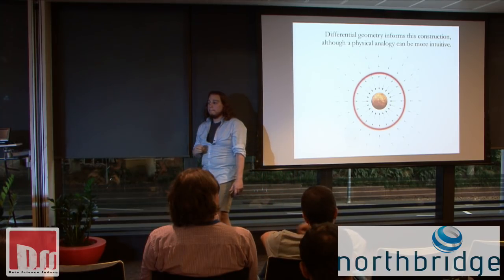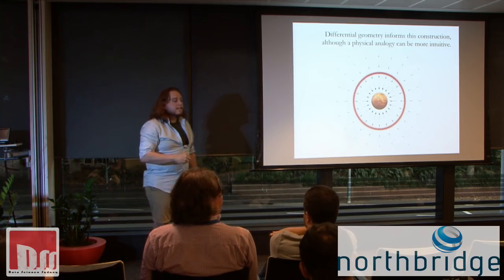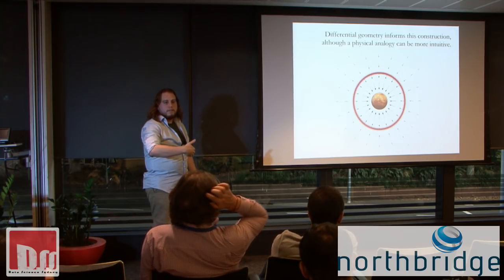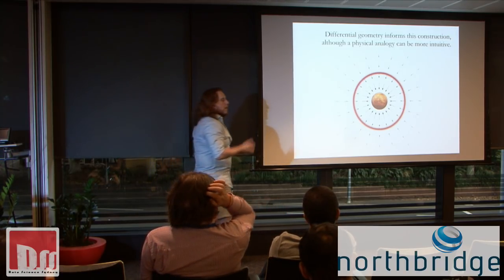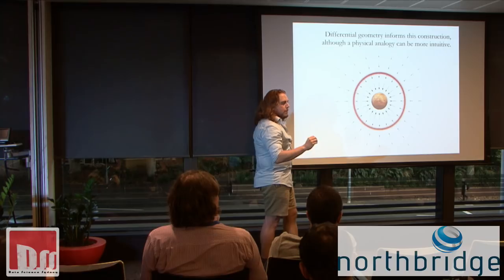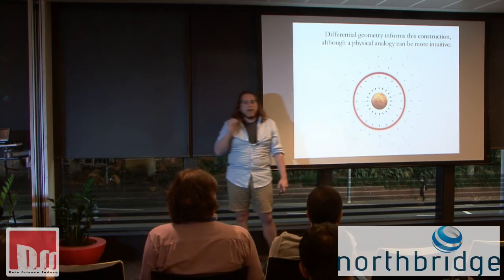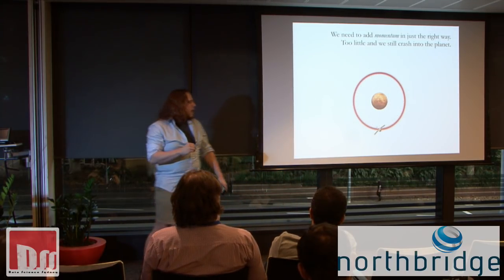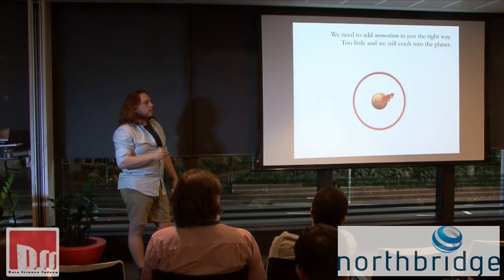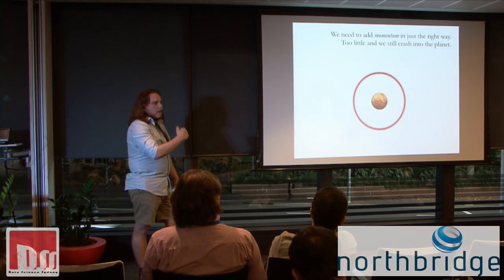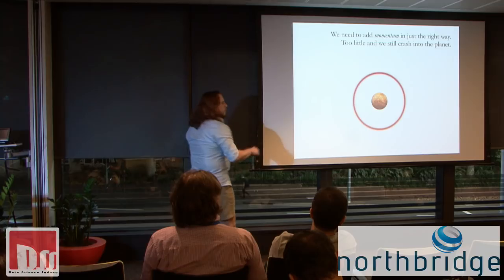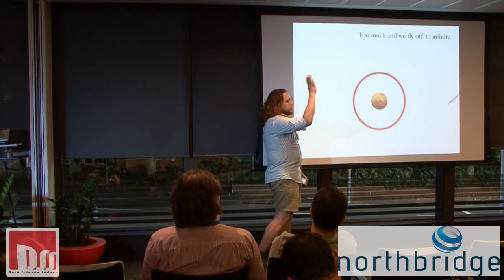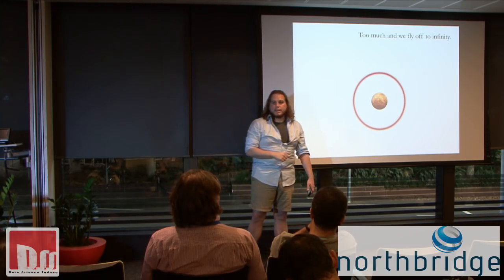The velocity. Right? I need some momentum transverse to the radial direction. But I have to be careful in how I do that. Because if I add too little momentum, gravity is still too strong, and I still crash into the planet. Right? I need to go a little bit further. But if I push too hard and I give myself too much momentum, well, then the satellite just flies off to infinity, never to be seen again.